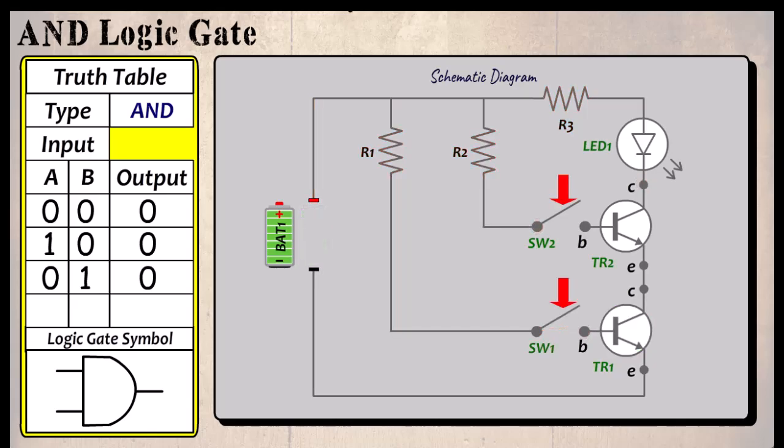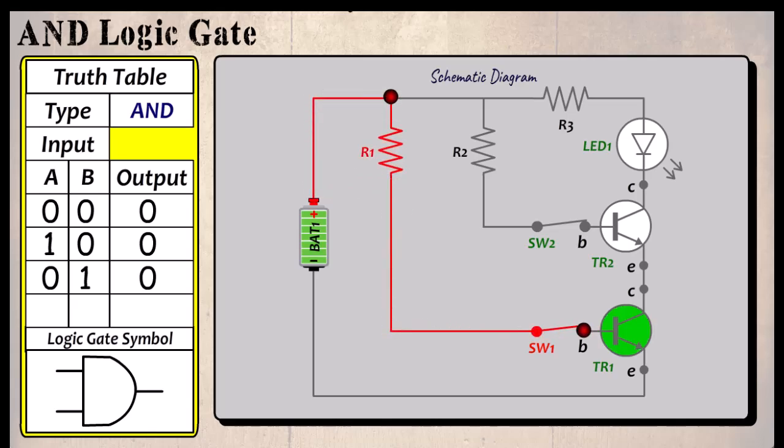Finally, when both switches are closed, current can flow through R1 to TR1, turning TR1 on. Also, current flows through R2, turning TR2 on. Current can now flow through TR2 and TR1, completing the circuit, causing the LED to light. Therefore, only when the input is 1 and 1, the output will be 1.